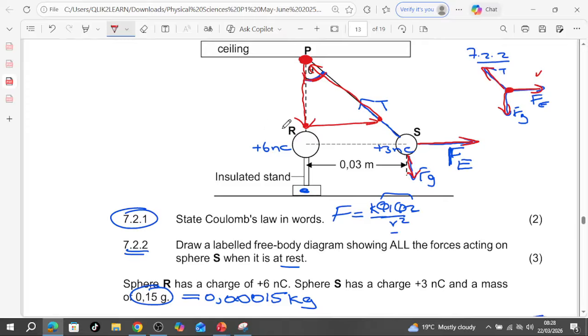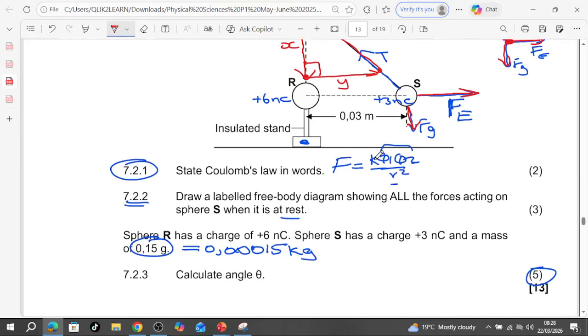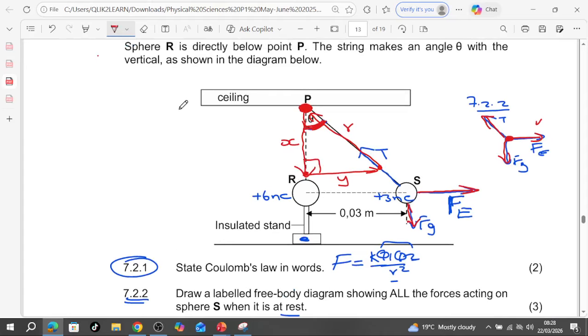So now, when it's like this, I know that this will be my hypotenuse, and this is 90 degrees now. So this will be my R, and then if this is my theta, this will be my X, and this will be my opposite, which is Y. So let's quickly work on that. I'm just going to move my diagram here and redraw my diagram.